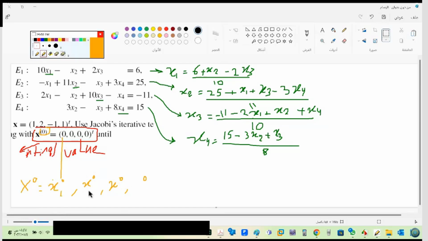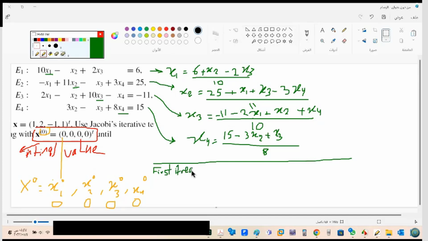The X1, 2, 3, and this is X4. Initial value is 0, 0, 0, 0. Okay, after that, I will take these 0, 0, 0, 0 and put them in this equation. So let's make a line. I will write first iteration. For first iteration, I will say it with me, everyone.